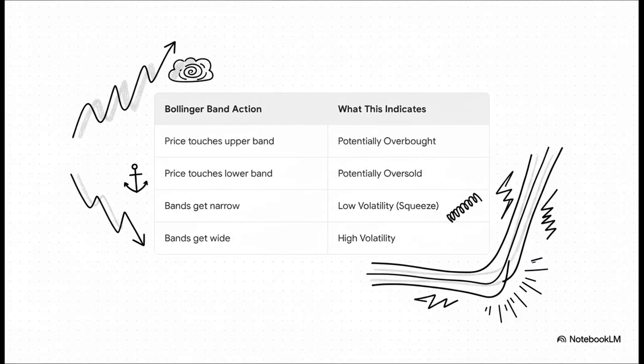And here's a super handy little cheat sheet to keep in mind. If the price touches the upper band, the asset might be getting a little overbought. If it hits the lower band, it could be oversold. When the bands get narrow, you know what that is. That's the squeeze, low volatility. And when they get wide, volatility is back in town. It's just a simple, visual guide to the market's rhythm.